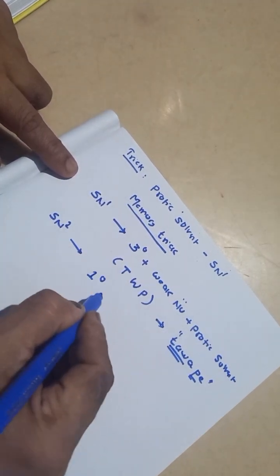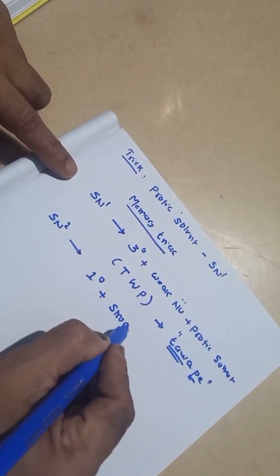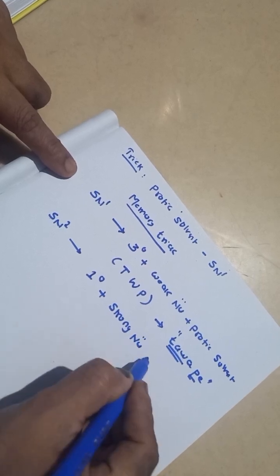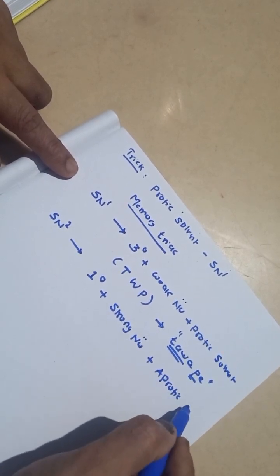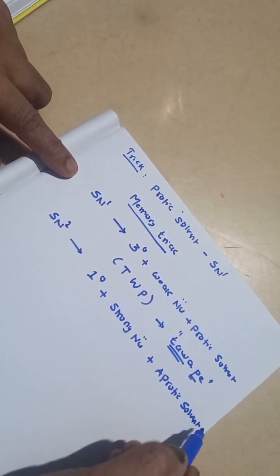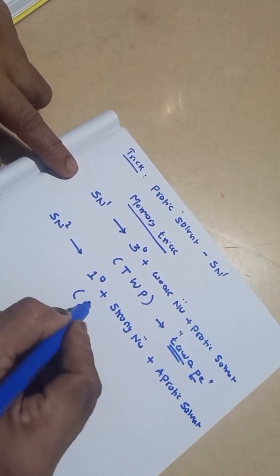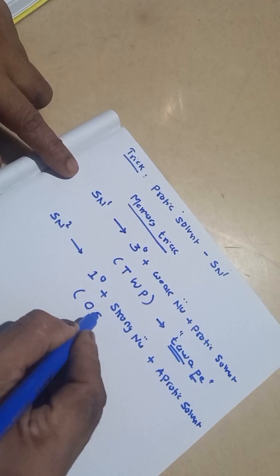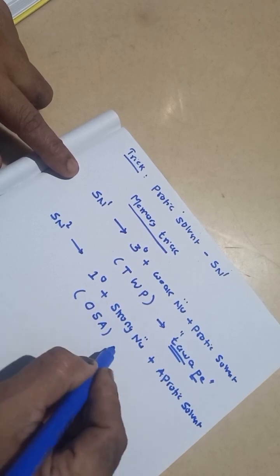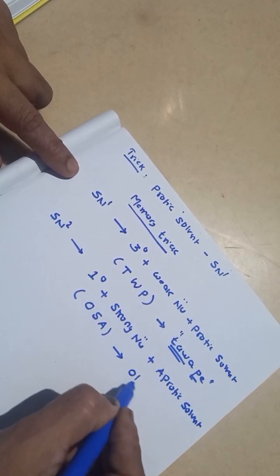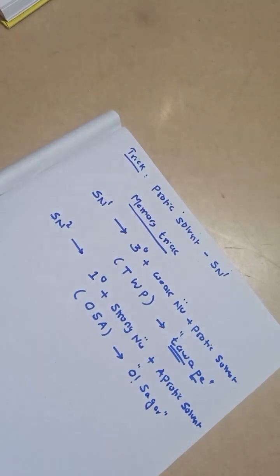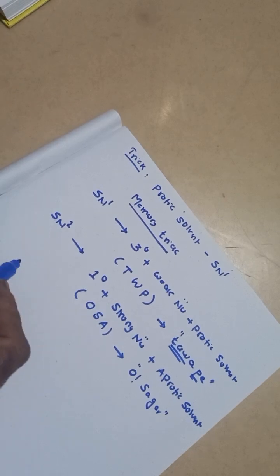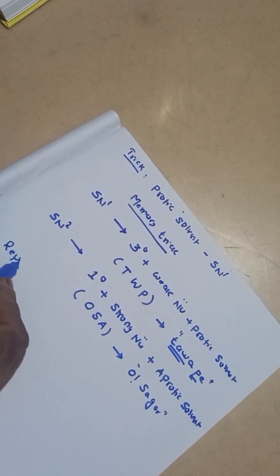Second, coming to SN2: primary carbon plus strong nucleophile plus aprotic solvent. Symbolically we can write 1 degree, strong, aprotic. In Hindi we can remember it as O Sagar. You can remember it easily. So this is how to remember all this. Now, the representation of the equation.